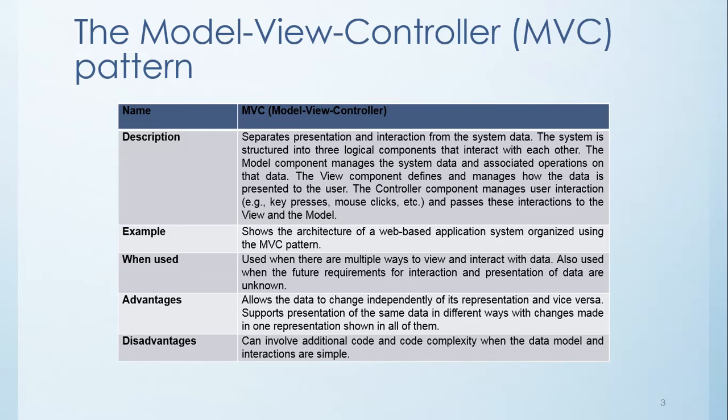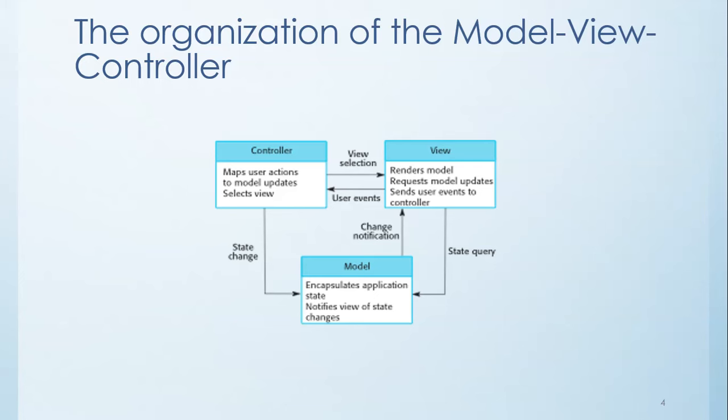So I'm going to take you through the example, and then we'll summarize a bit more. So this is it in a broad sense. You have the three different parts, which is the controller, the view, and the model. Controller, that maps user actions to model updates and selects the view. The view renders the model and requests model updates and sends the user events to the controller. And the model encapsulates application state and notifies the view of state changes.